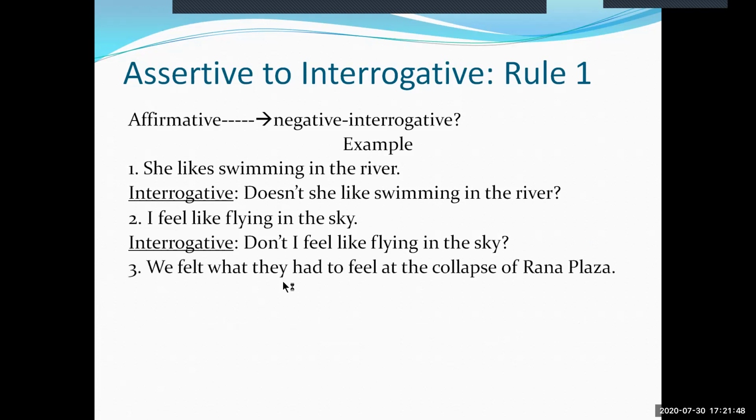Number 3, we felt what they had to feel at the collapse of Rana Plaza. Here the sentence is in past indefinite tense and the verb feel is in past form felt. We know that for past tense we normally use the auxiliary verb did. So let us take the auxiliary verb did at the beginning of the interrogative sentence with adding the negative word not. So it will read like didn't in contracted form. Didn't, then the subject and the base form of the verb. Remember that in past tense, to make the sentence interrogative, we use the base form of verb because we are using the auxiliary verb didn't. So the interrogative sentence of this example will be, didn't we feel what they had to feel at the collapse of Rana Plaza?